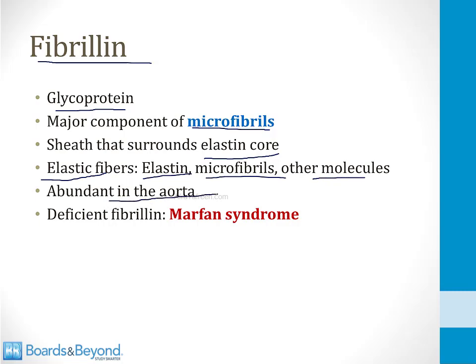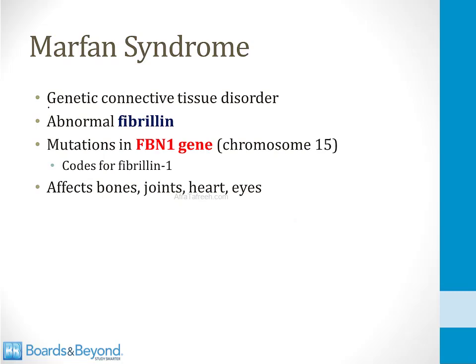And the one thing you want to know about the molecule fibrillin is that when it is deficient, that leads to Marfan syndrome. Marfan syndrome is a genetic connective tissue disorder that results from abnormal fibrillin glycoproteins. It is caused by mutations of the FBN1 gene on chromosome 15, which codes for fibrillin 1, and it has clinical manifestations that involve the bones, joints, heart, and eyes.